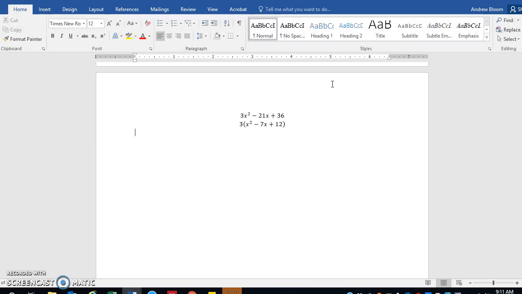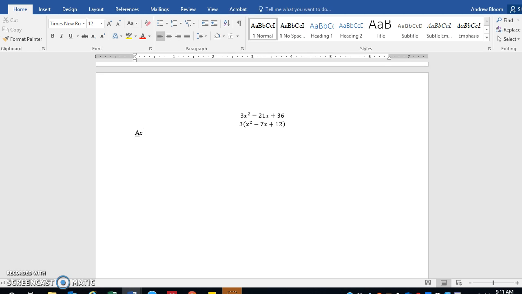Once we've dealt with that, now we need to work on factoring what's inside the parentheses. The 3 doesn't factor, so we don't have to worry about that, but we need to worry about what's inside the parentheses, the x squared minus 7x plus 12. This is a 3-term polynomial, and so we're going to factor it either by trial and error or using the AC method. Let's go ahead and use the AC method.